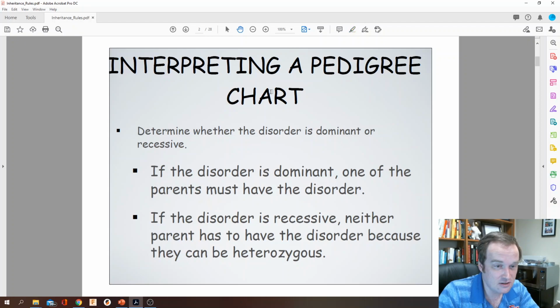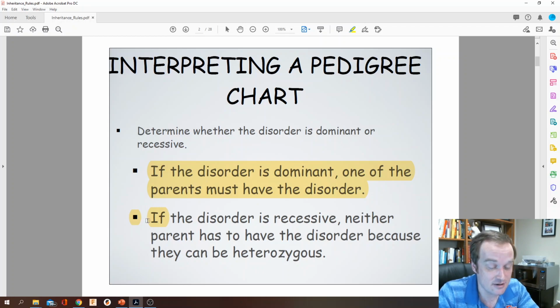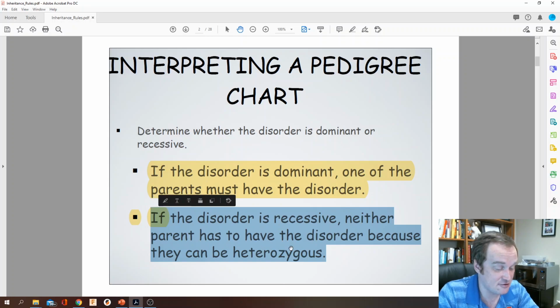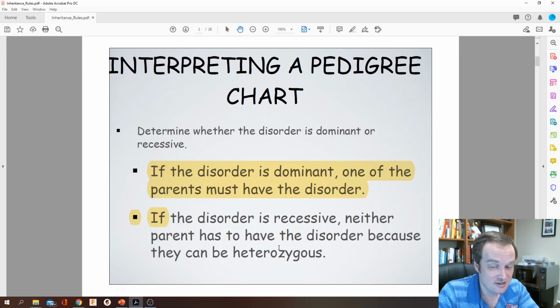In addition, we need to determine if it's dominant or recessive. If a disorder is dominant, one of the parents must have the disorder in order for the children to display it. And I'm sure you've all heard of people being carriers of diseases or being a carrier of a gene. If the disorder is recessive, then neither of the parents has to have the disease, because they could be heterozygous and have a good copy of the allele covering up the diseased copy of the allele.